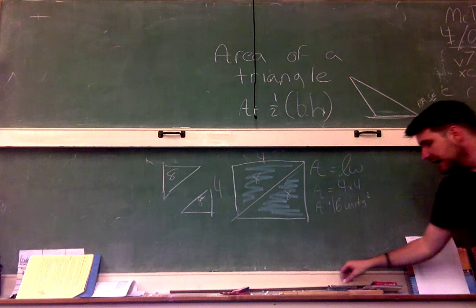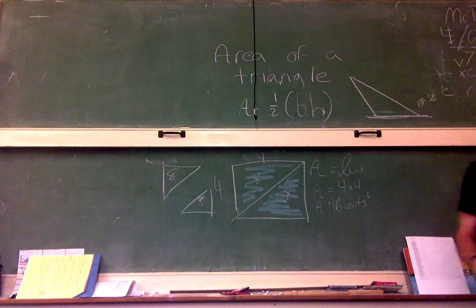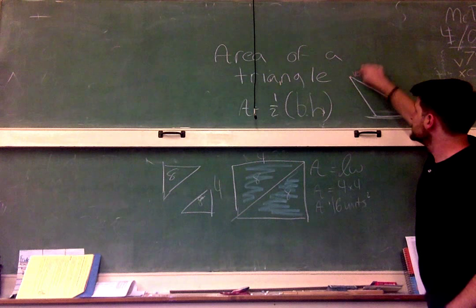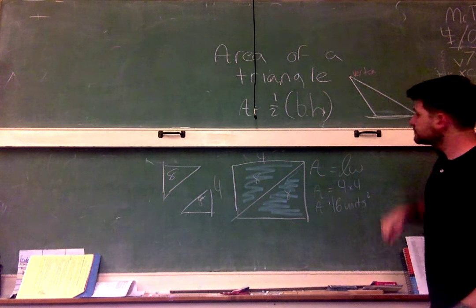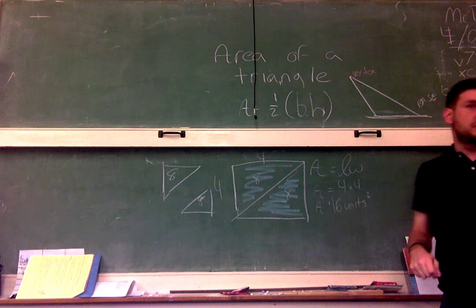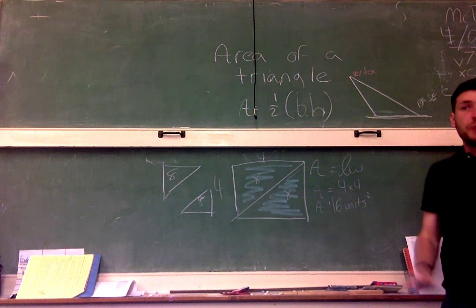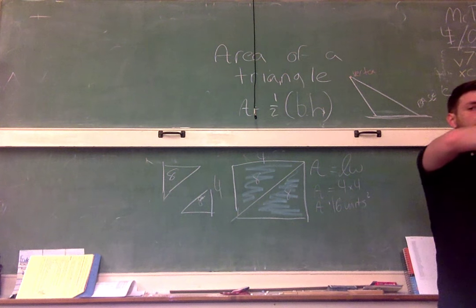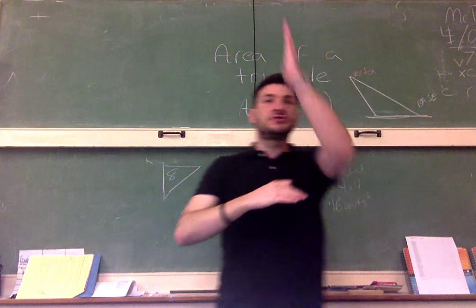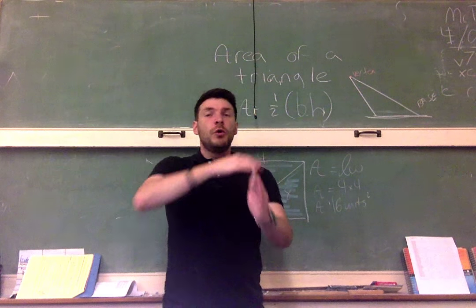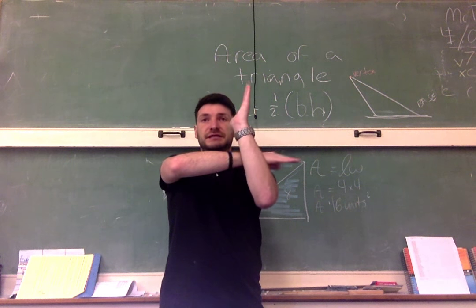To find the height, you want to go to the highest point in your triangle. That's this guy right here. It's called the vertex. And you want to draw a straight line straight down. So it becomes perpendicular to the base. So your height that you draw straight down, much like a parallelogram, will become perpendicular to the base.